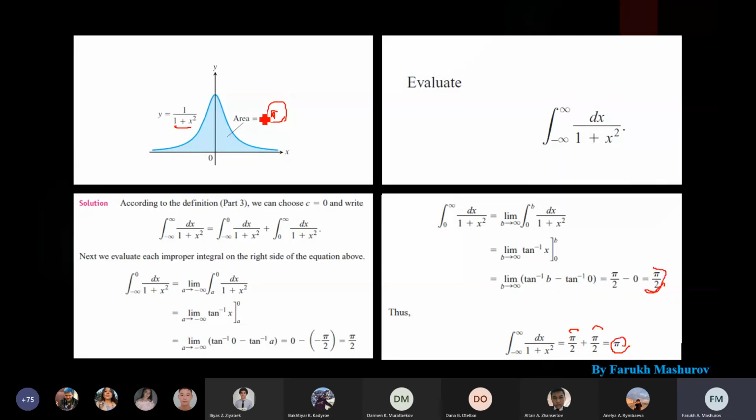Okay, and can you say whether this improper integral converges or diverges? Can you tell me? This one converges, yeah. Converges, because the limit of this object exists, or the integral of this object exists, guys.